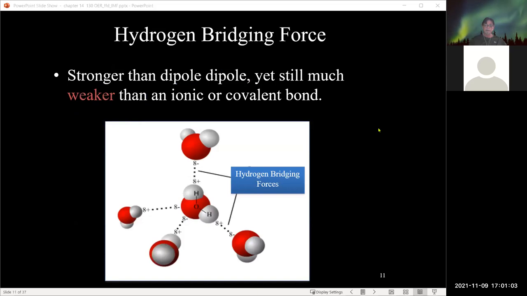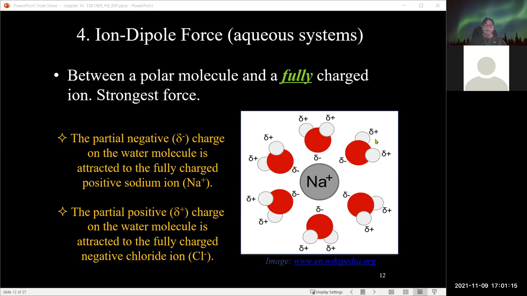So that's the hydrogen force. As far as the strength, we get hydrogen bridging force, number one. Number two is dipole, and then the weakest is the London dispersion forces. Finally, the last force is the ion dipole.